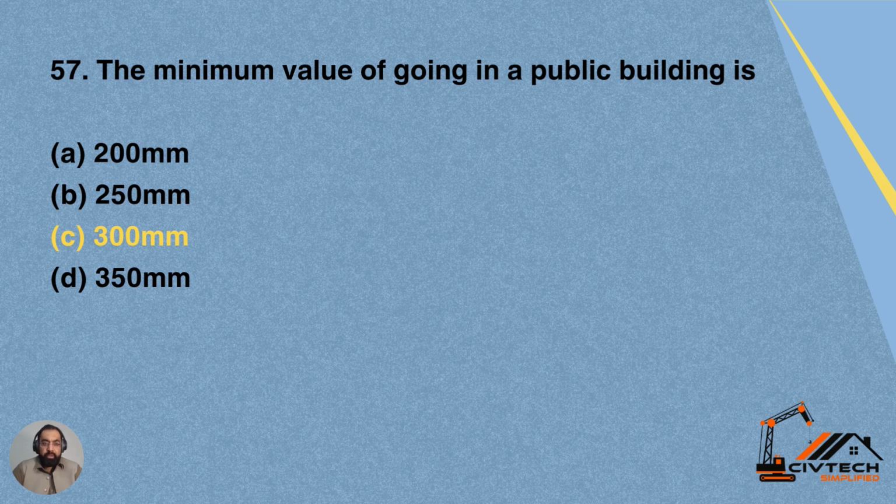Then we have question 57. The minimum value of going in a public building. Going, we already explained in the previous videos. The going is the horizontal length of a stair, the longitudinal length of a stair. Options: A, 200 mm; B, 250 mm; C, 300 mm; D, 350 mm. So it should be option C, 300 mm. The minimum value of the going in a public building should be 300 mm.